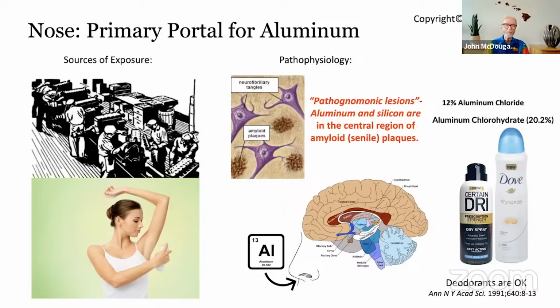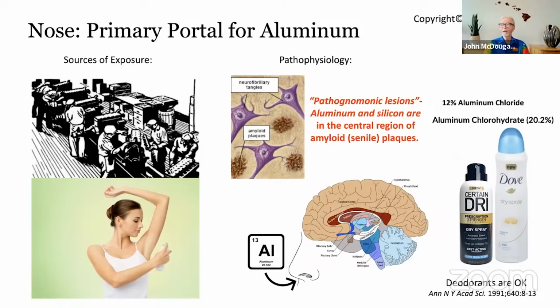And where they discovered this first was industrial workers. Like, for example, those people who worked at making brake linings, they had to work with aluminum compounds. And they're the ones that had the lesions in the nose, in the olfactory lobe, that also had the most severe dementia. All right. Well, that probably wasn't very important until about 20 years ago.